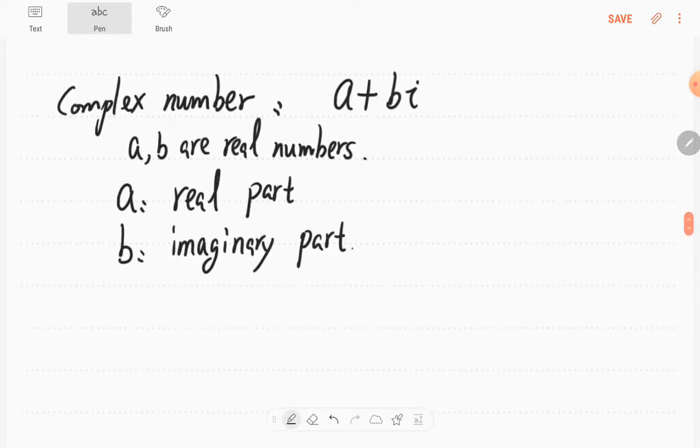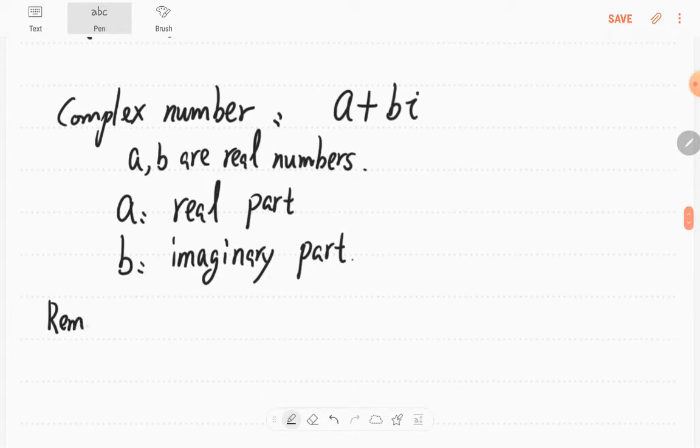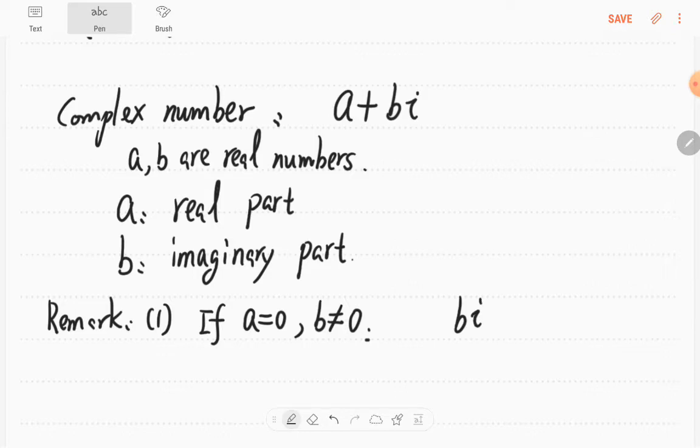So there is a remark. The first one: if A is 0 but B is not 0, then it becomes B times I. This is called a pure imaginary number.